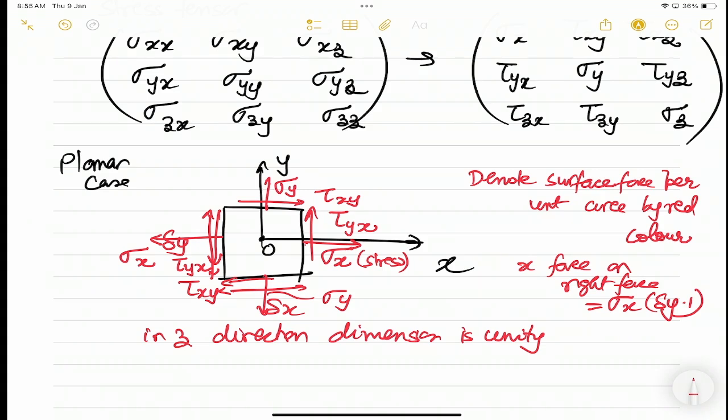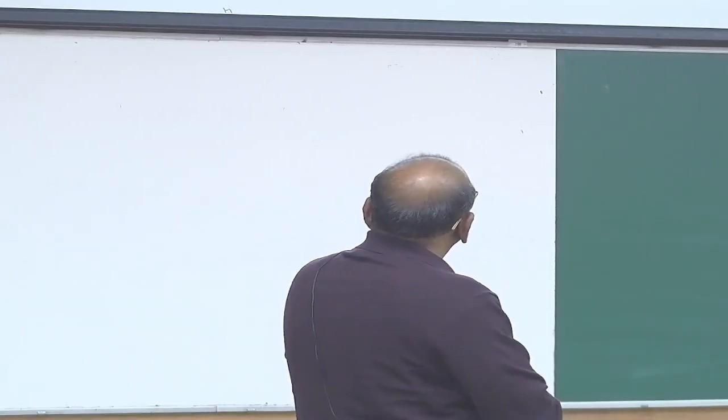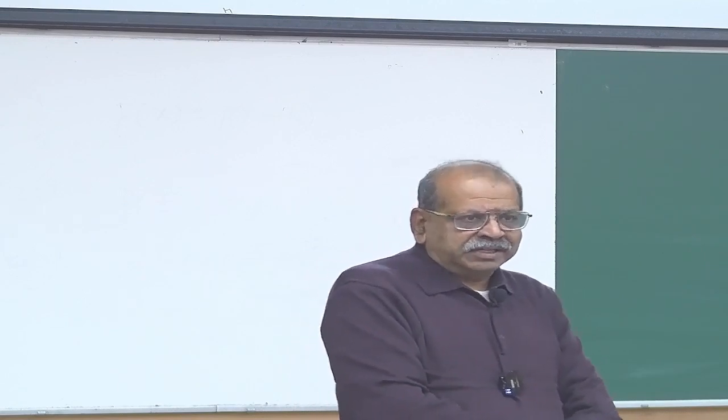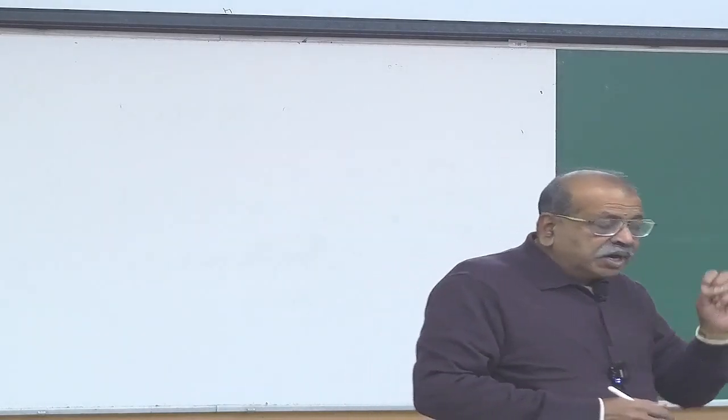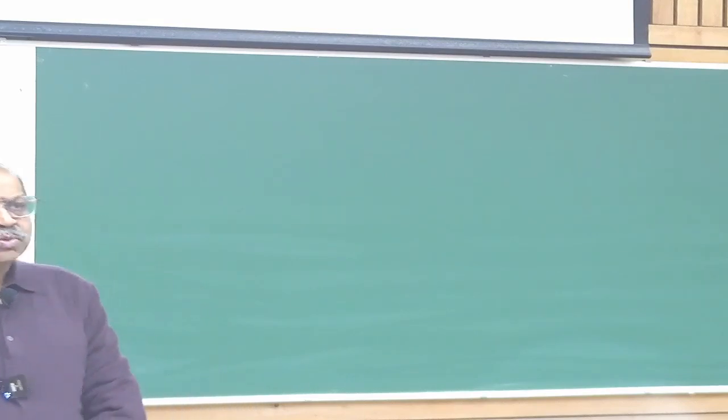Now, this picture tells us one more thing. Suppose I have only tau xy acting and tau yx is not there. If I have this element like this and tau xy is acting, tau yx is 0, let us say. What will happen to this element? It will keep on rotating. So now if the element has to be in rotational equilibrium, what can we say? Tau xy must be equal to tau yx.